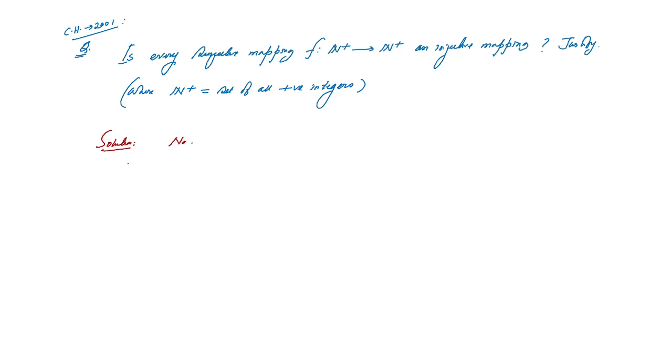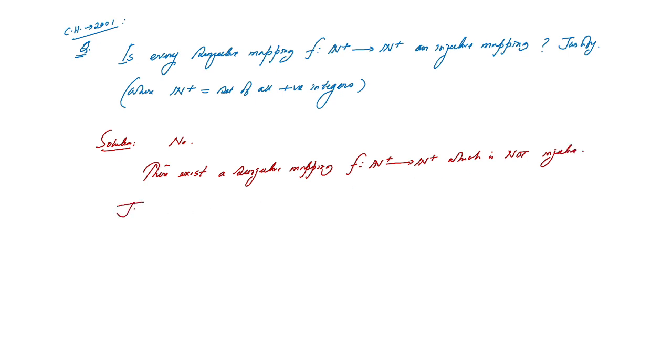So that means there exists a surjective mapping from N plus to N plus which is not injective. So now we need the justification, how to justify it.